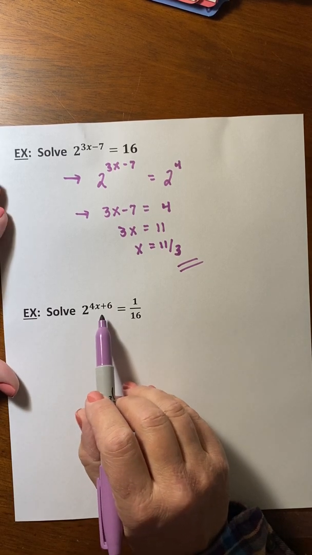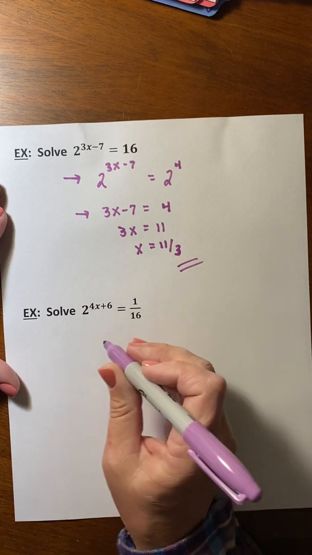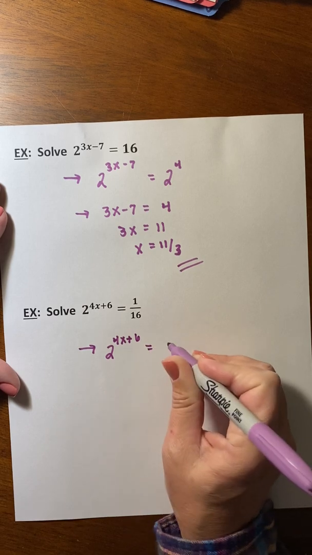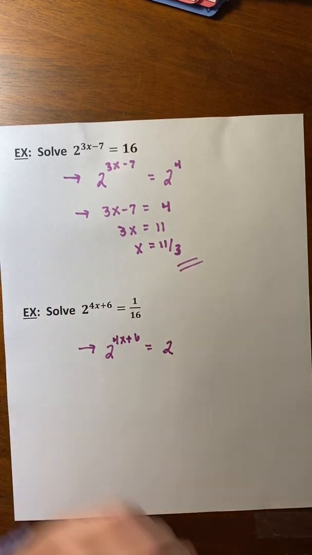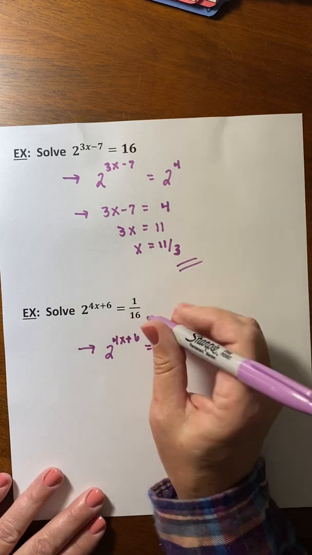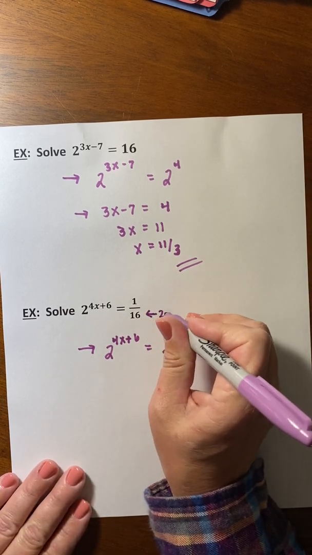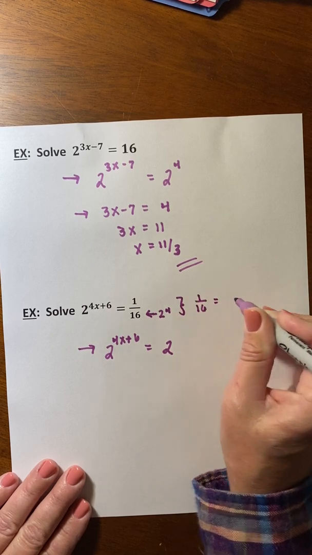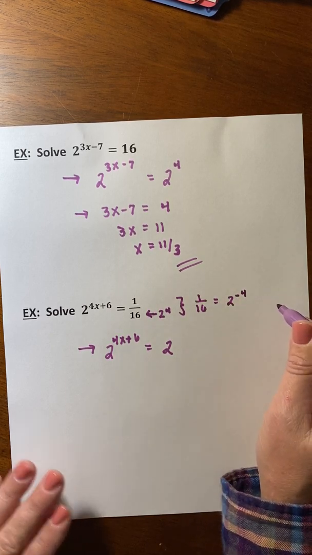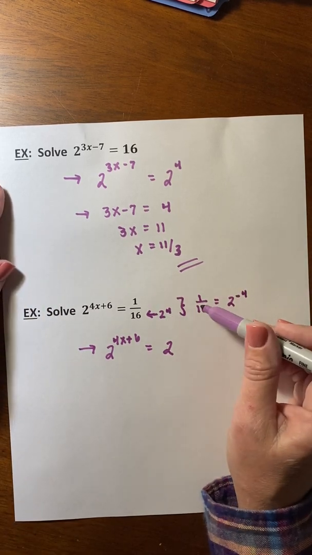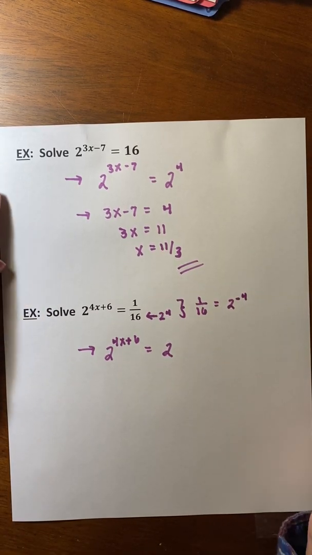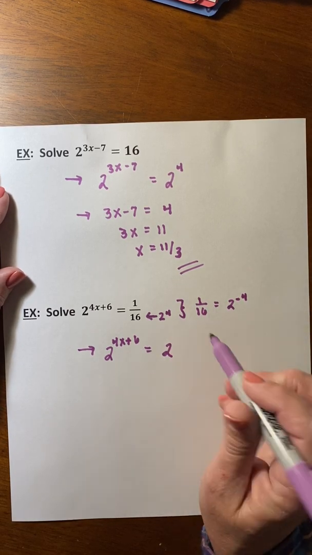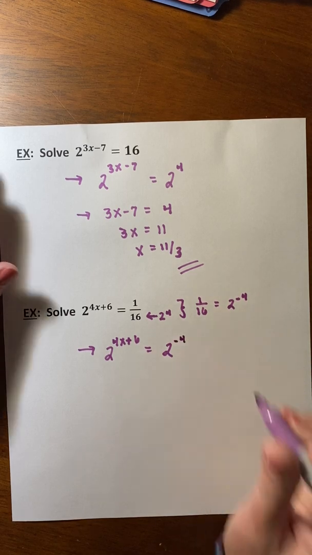What if I said 2 to the 4x plus 6 equals 1 over 16? Well, I want to write this as 2, leave the 4x plus 6, and can I write 1 over 16 as 2 to some power? Well, keep in mind, 16 is still 2 to the 4th power, but because it's in the denominator, 1 over 16 is equal to 2 to the negative 4 power. So if what we're looking for is in the denominator, we can just change the exponent to negative, and then it will give us the expression that we have. So 1 over 16 can be written as 2 to the negative 4 power.